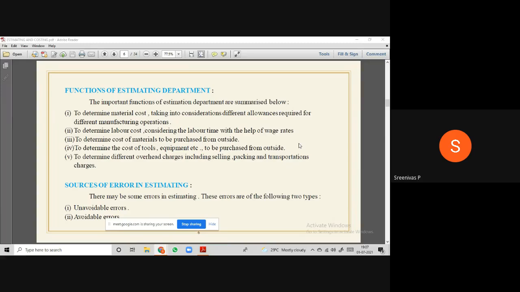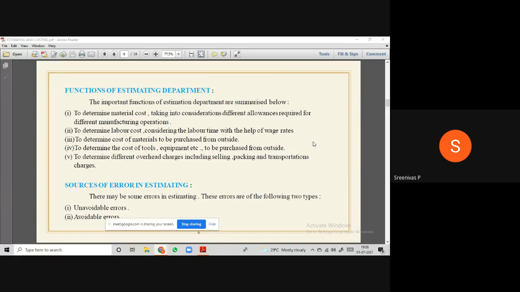Next, coming to sources, before that there will be some sources of errors in estimating. So before that we must know the qualities of a good estimator. An estimator must possess some essential qualities, such as he should have some background in a particular domain, and he must be able to read and understand the drawings and blueprints as well.